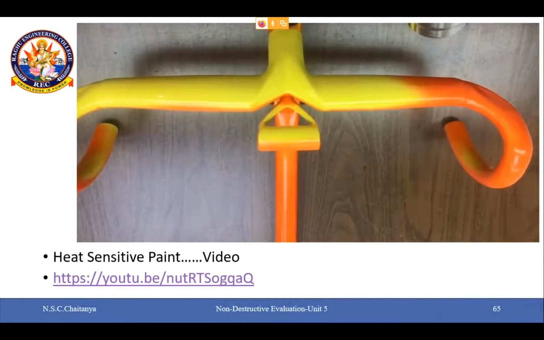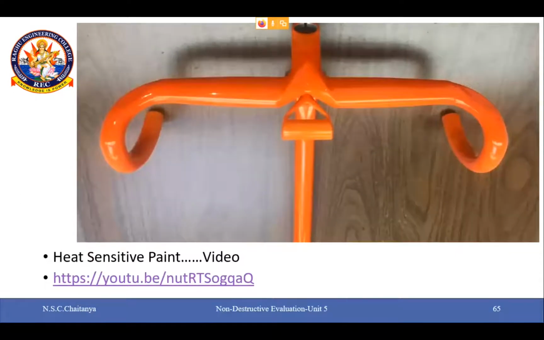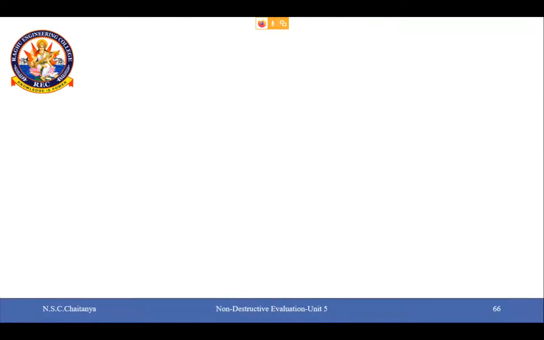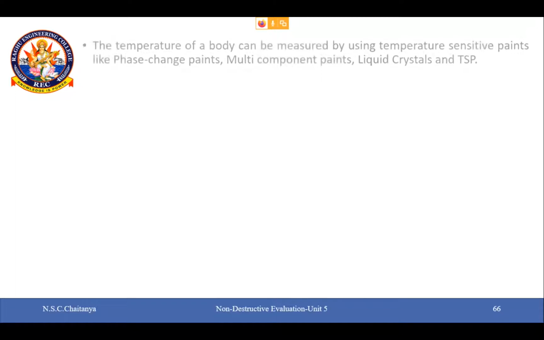So you can see in this video that it is subjected to hot air. The component which is already painted with the heat sensitive paint is subjected to hot air, and the orange color is changing to yellow color. So that is how it functions. I'm going to go to the next slide, slide number 66.